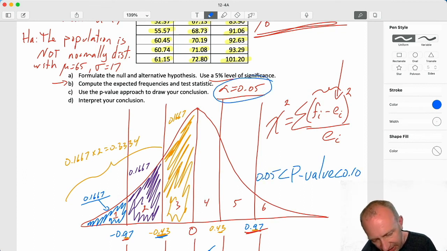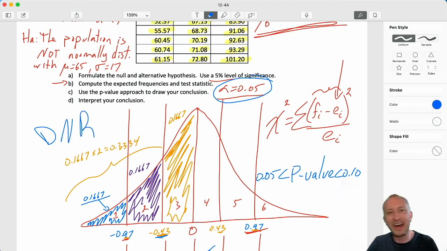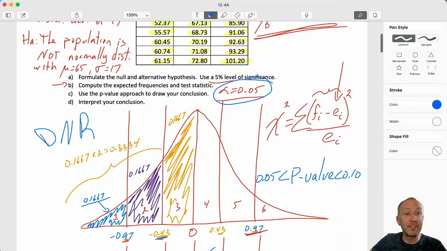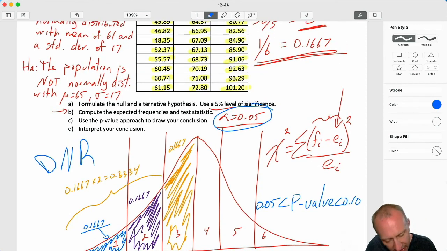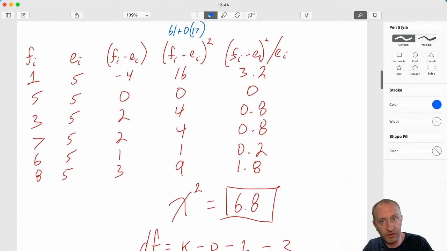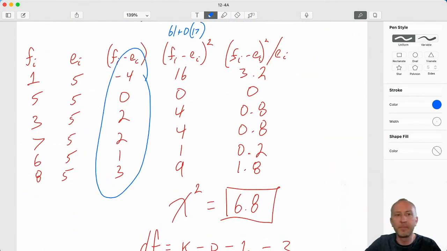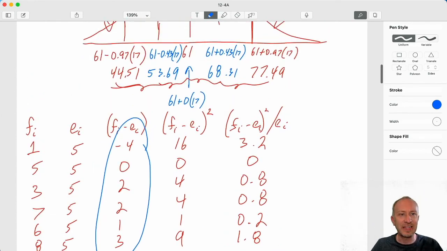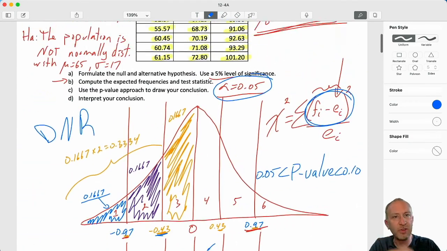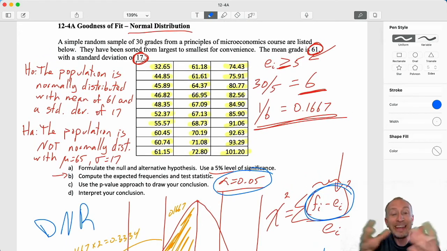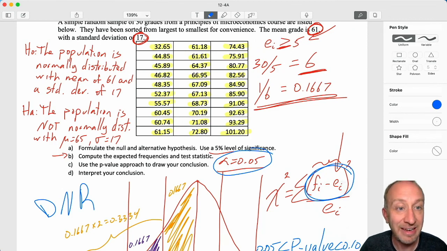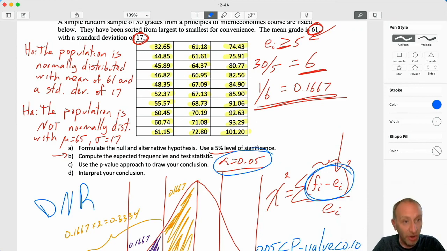At that level of significance, we are unable to reject the null hypotheses, which means that those differences between what we observed and what we expected to observe, right, these differences here, they're not statistically significant. There's not enough evidence in those differences to bring us to support the alternative hypotheses. Our evidence here supports the null hypothesis. We are unable to say that this distribution is not normally distributed with a mean of 60.